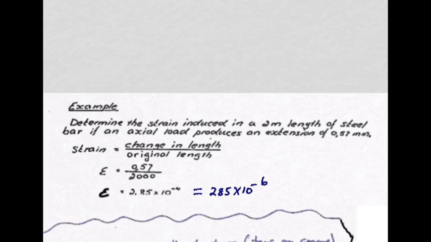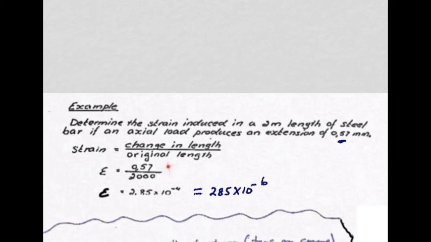Next, let's look at a very simple example to do with strain. So here we have an example wanting to know the strain induced in a 2-meter length of steel bar. The axial load produces an extension of 0.57 millimeters. So strain is, as we know, change in length over original length. And you'll note here that we're not using meters over meters, but it really doesn't matter because it is, after all, just a unitless ratio.